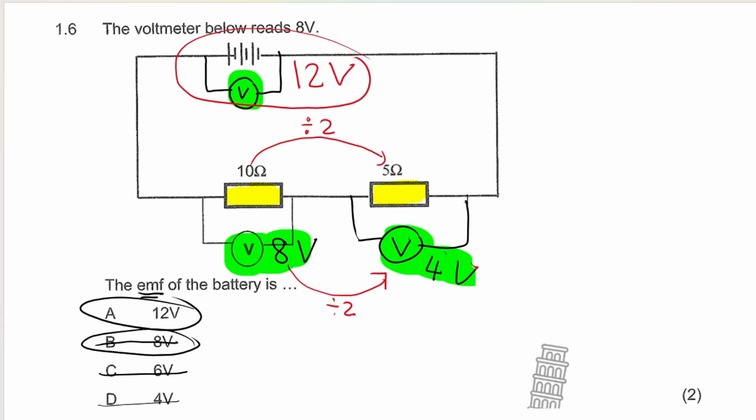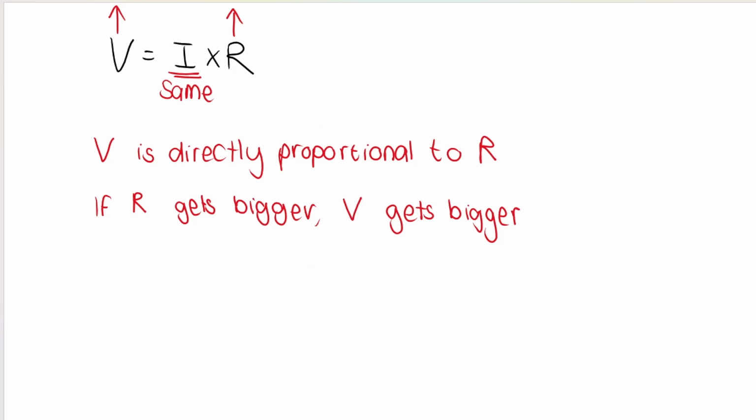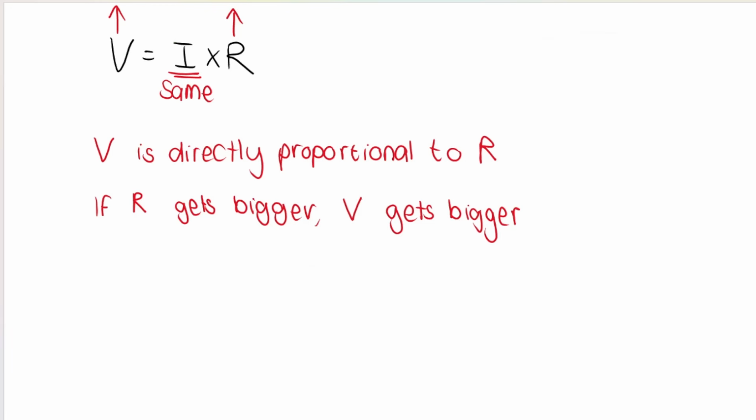Now, you could be thinking, ma'am, how did you know that if you divide this by 2, you must also divide this by 2? The reason I knew that is because of the way that the variables are related to each other in this formula. So you need to be familiar with this formula, and I need this to make sense. I need you to understand this. Because the 10 ohm resistor and the 5 ohm resistor are connected in series, the current that flows through them will be the same.